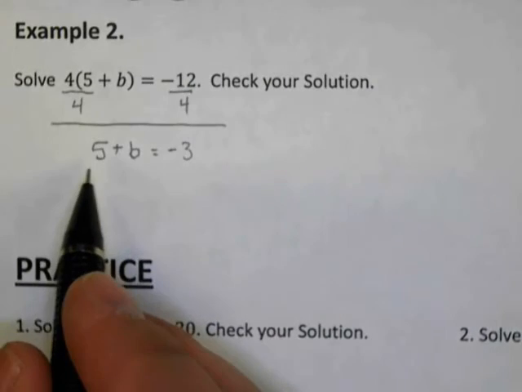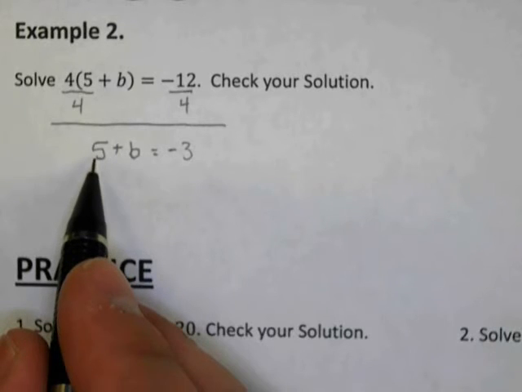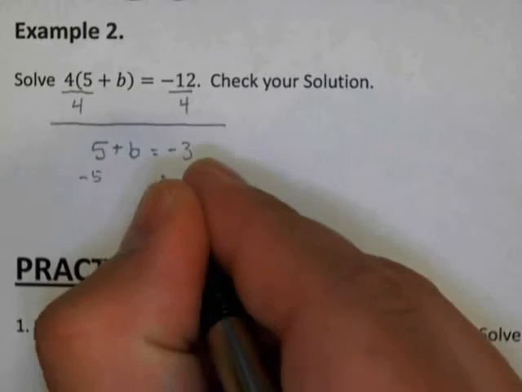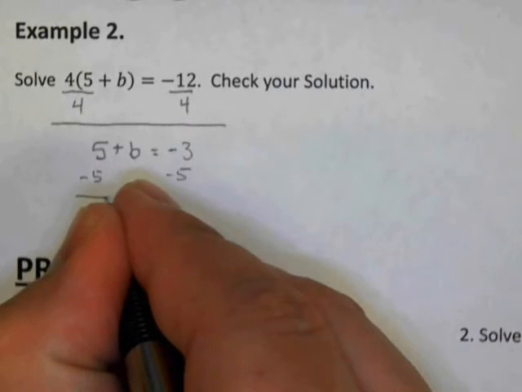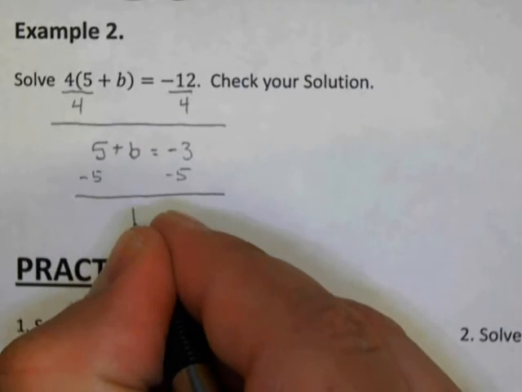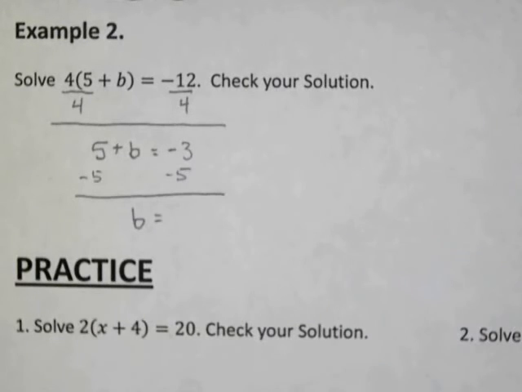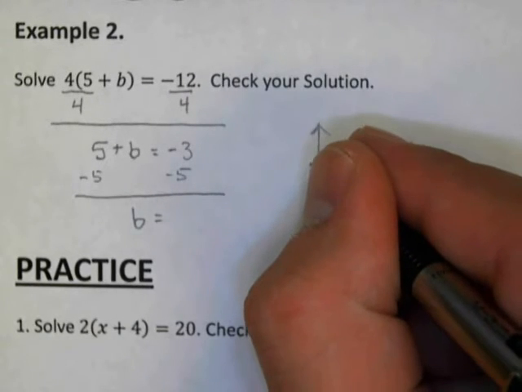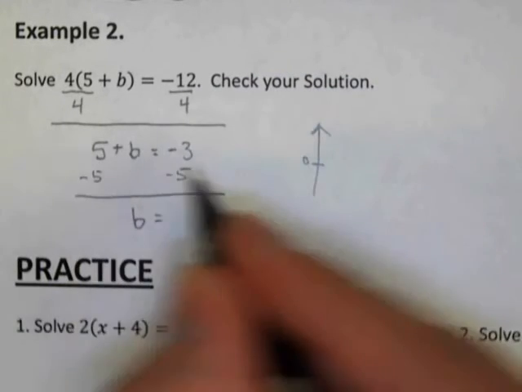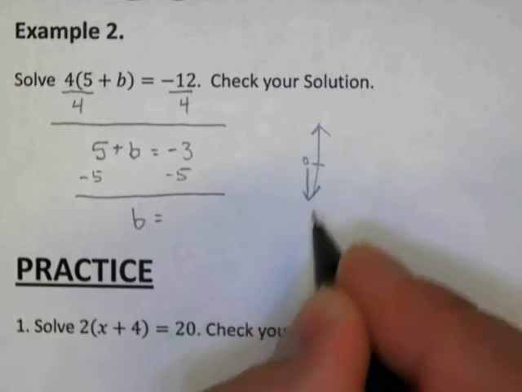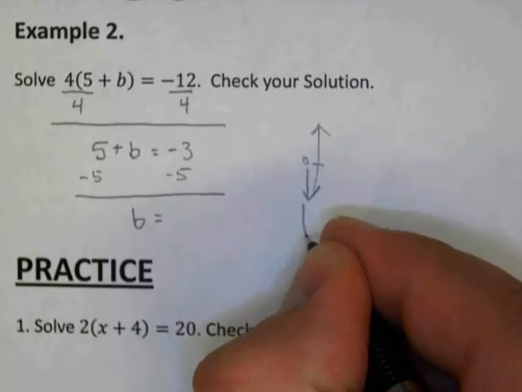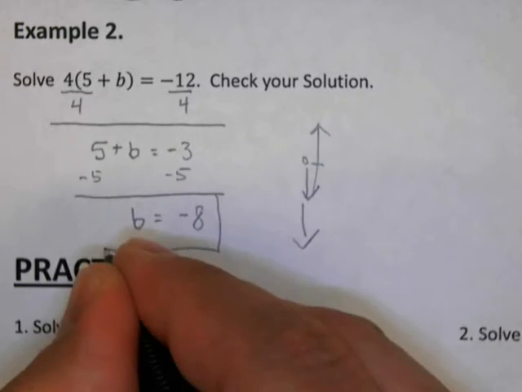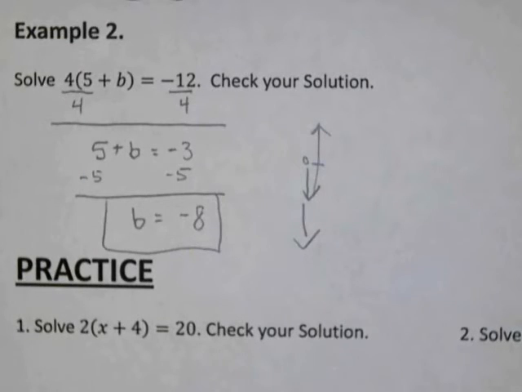At this point, we have to get rid of this 5 that's being added to b. So we'll subtract 5 on both sides. I think you know how to do that by now. We're left with b equals negative 3 minus 5. Remember our elevator here? We're at 0, and we go down to negative 3, then down 5 more because it's negative 5. That's going to be a negative 8. b equals negative 8.